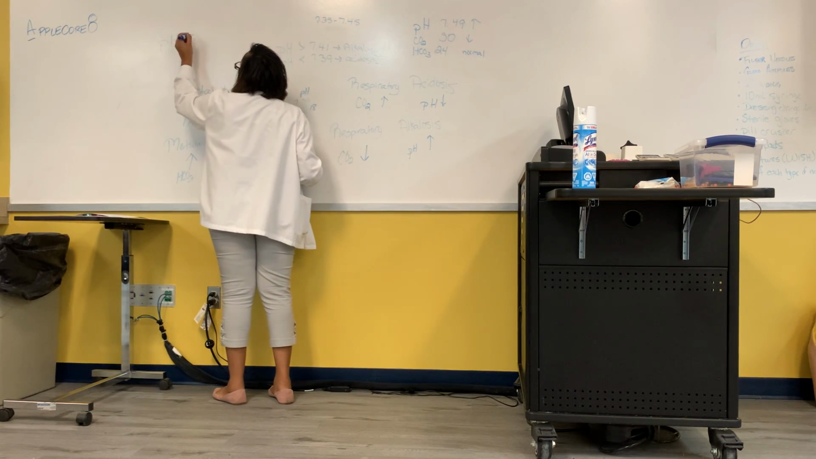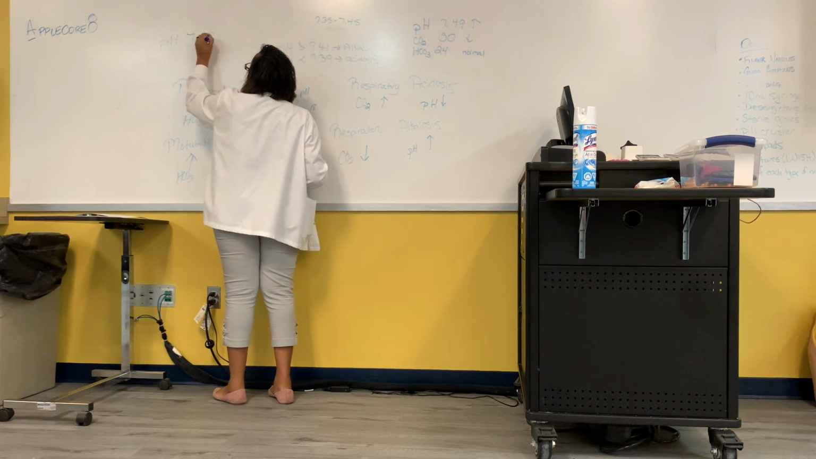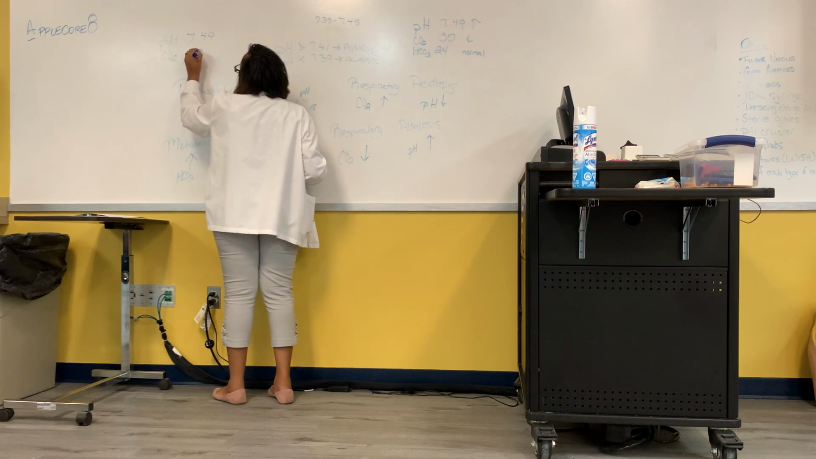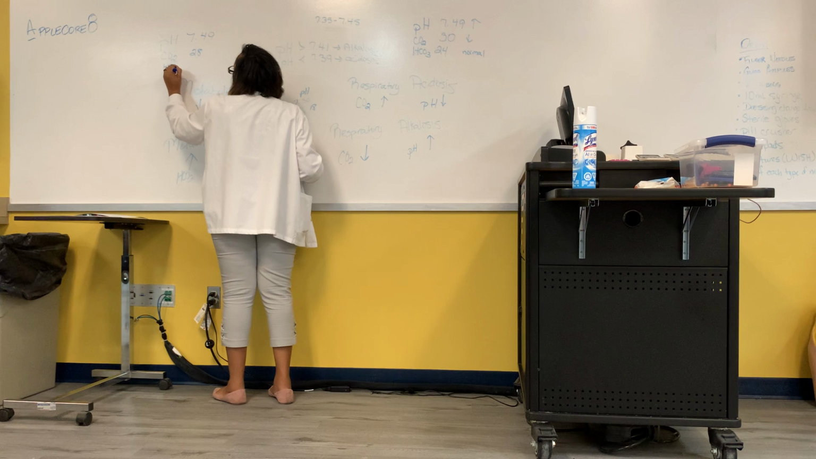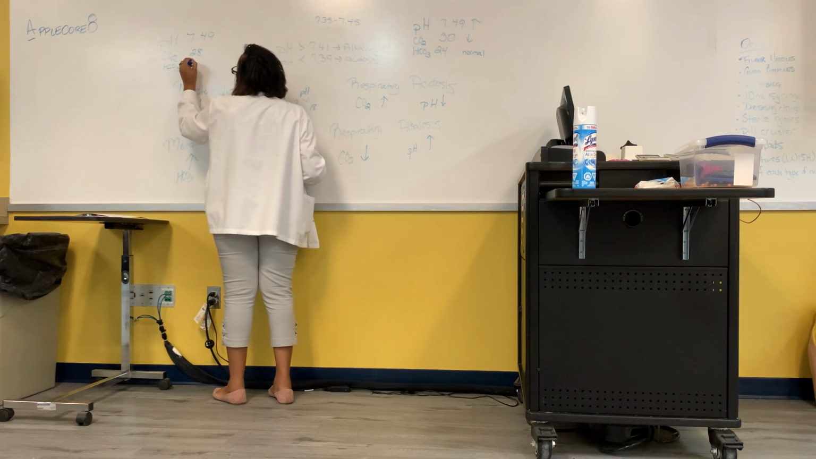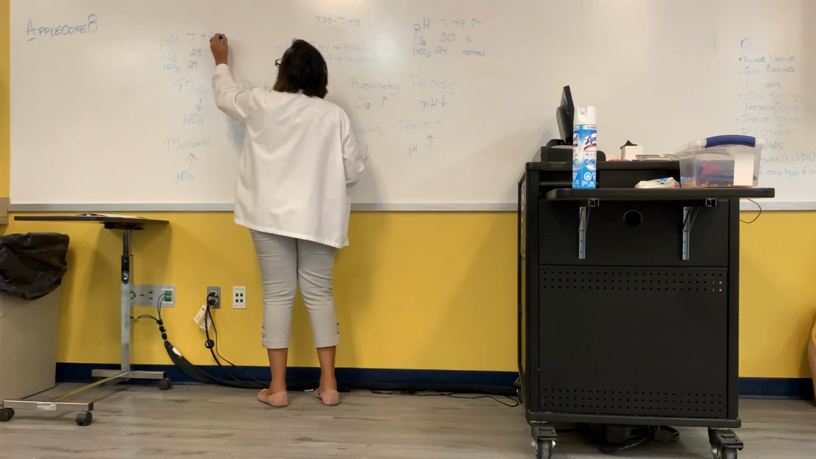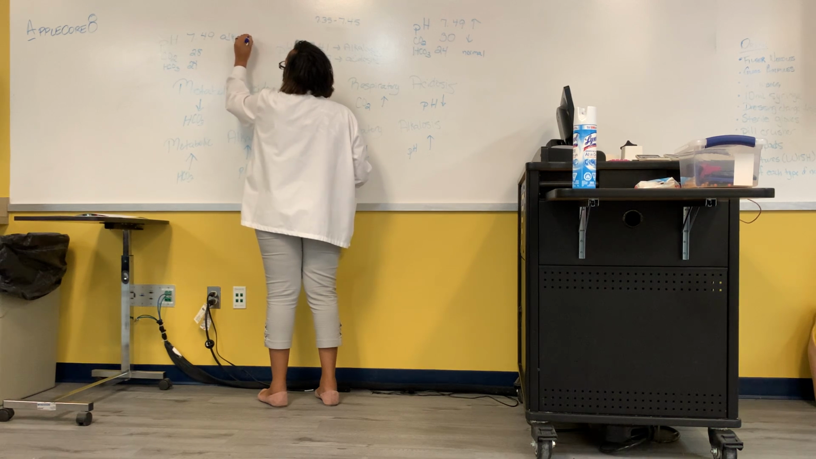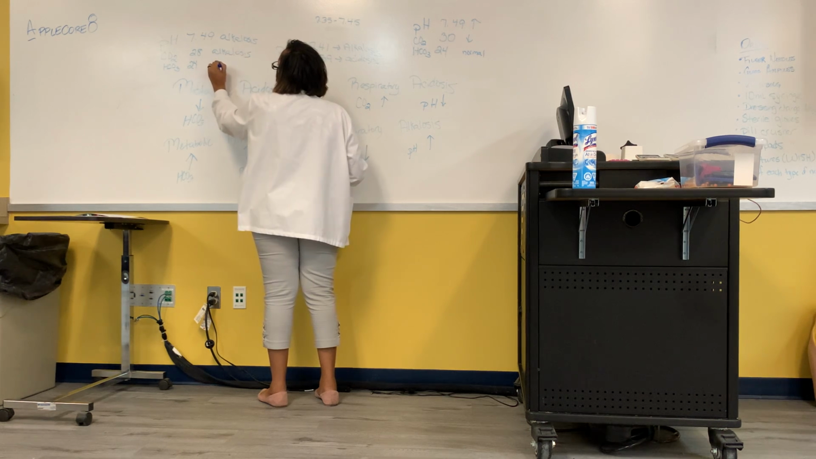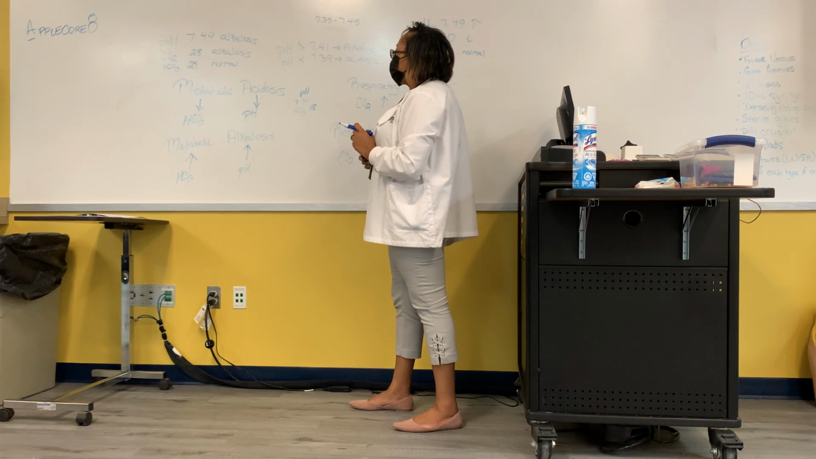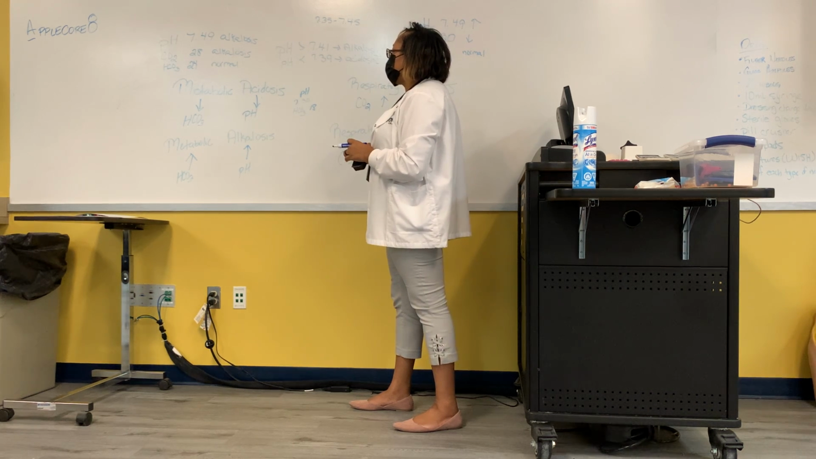So your pH is 7.49. Your CO2 is 28. Your HCO3 is 24. Alkalosis, respiratory alkalosis. So yes, that is respiratory alkalosis. Your pH tells you whether it's acidosis or alkalosis, then you find what matches the pH.